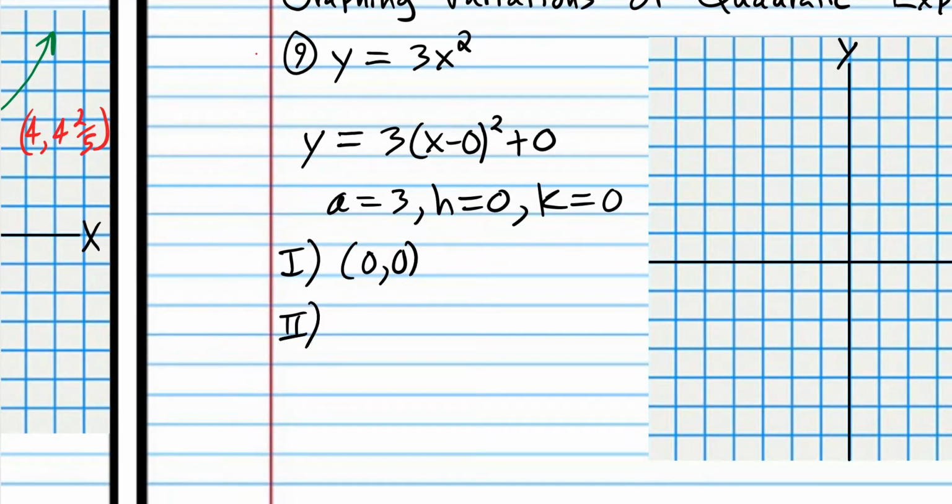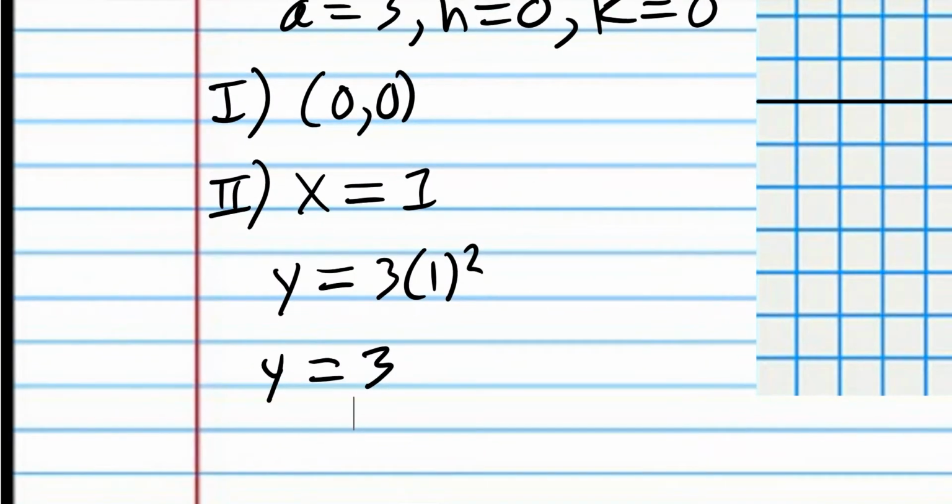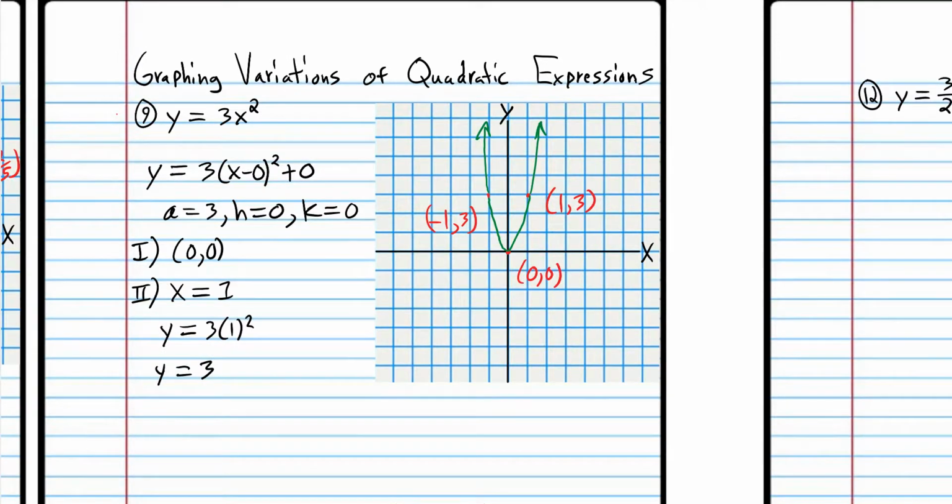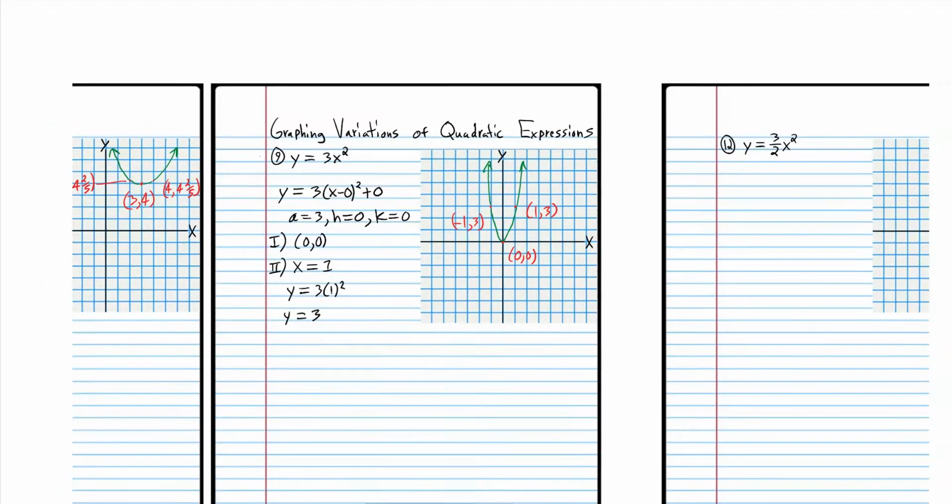And now step 2, we just need to find another point, and I think I'm going to use x equals 1, and then y must equal 3 times 1 squared, which is just equal to 3. So we have the point 0, 0, and we have the point 1, 3, and we can use symmetry, and we just have to connect the dots. All right, so that was pretty easy.